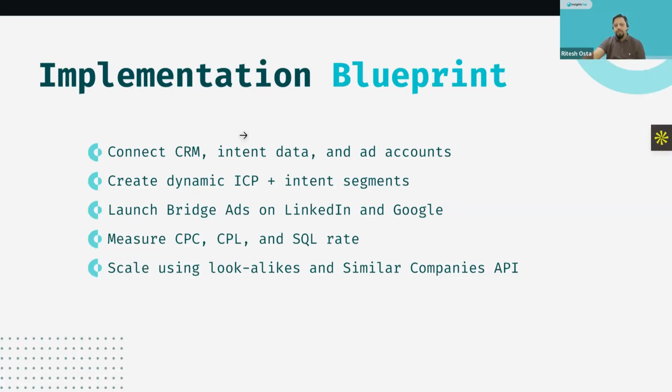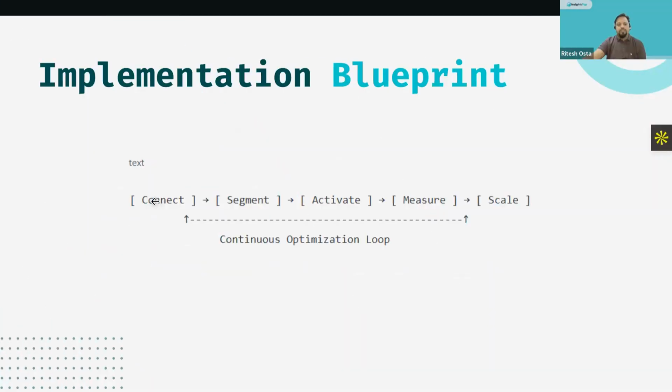So once you find a good fit, just scale. Use those platforms' innate ability to find similar audiences. LinkedIn and Google are super good at it. And just scale once you find the right fit. So this is how it looks visually: connect, segment, activate, measure, scale, right? And this is a continuous optimization loop. So make sure that you follow the process here.